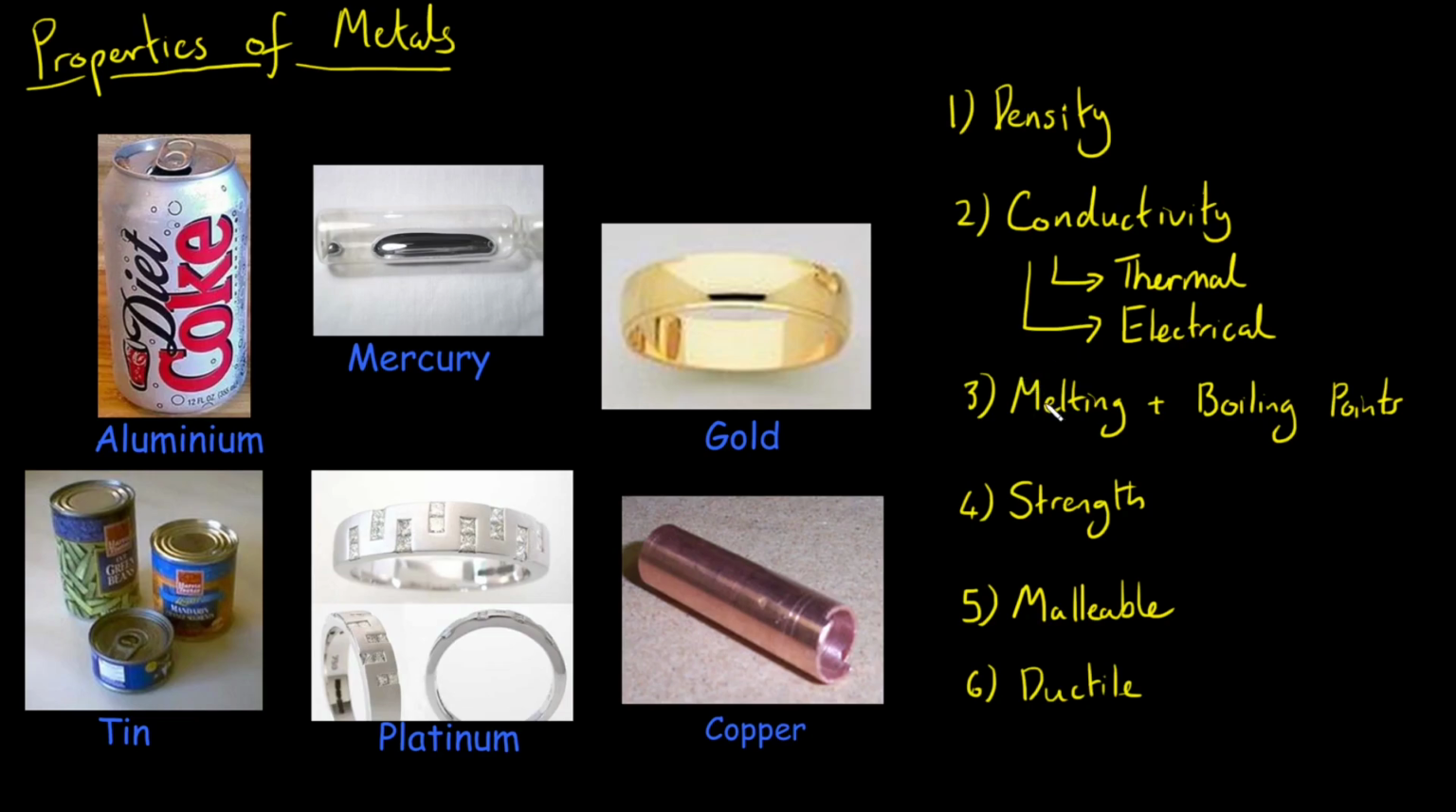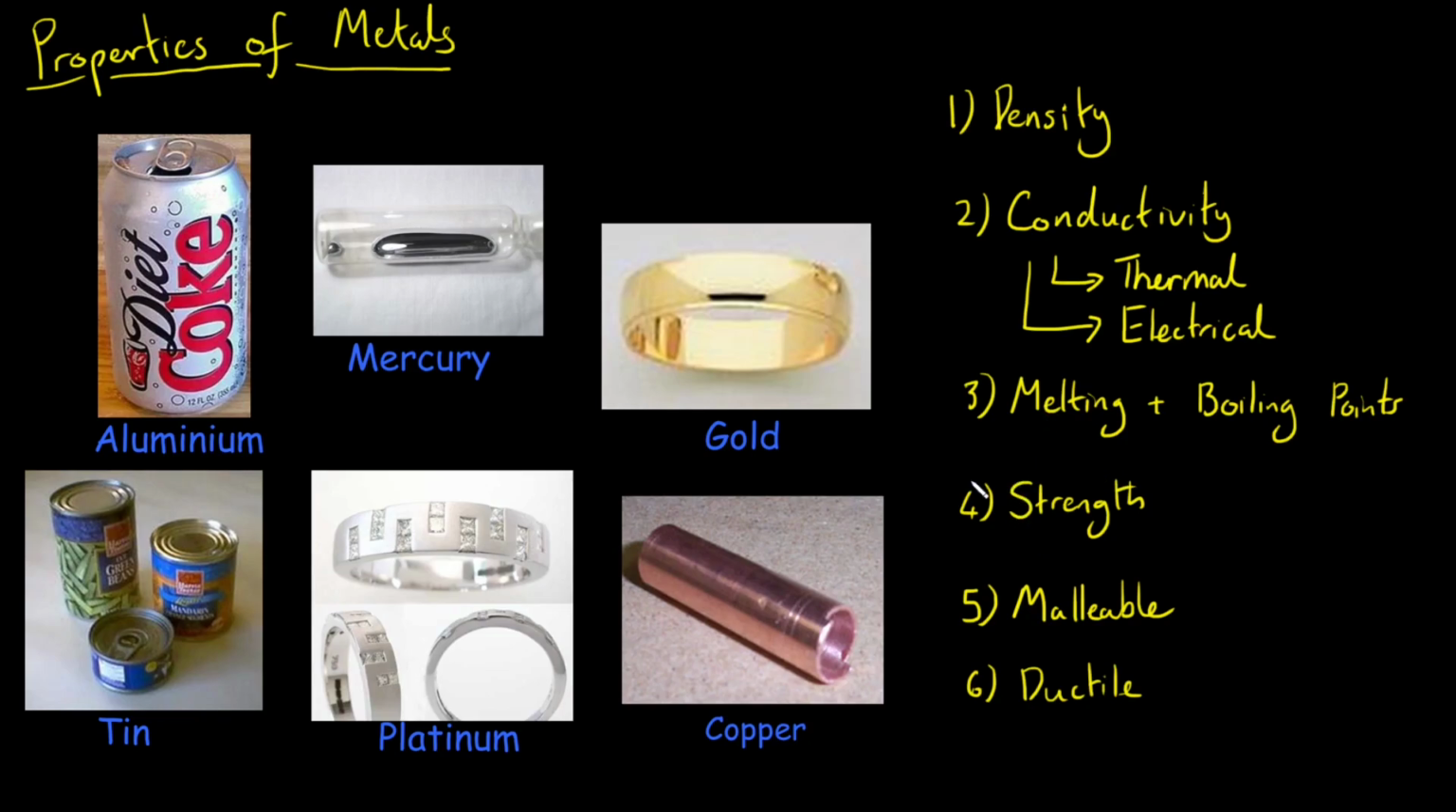Their melting and boiling points generally are quite high. However, that is not a rule for all metals. Something like mercury has a low melting and boiling point, so does gallium. They have a range. That's probably the best way to describe their melting and boiling points. There's a range. Mostly high, but we can still see some metals that have a low melting point or boiling point as well. Strength, they're pretty strong.